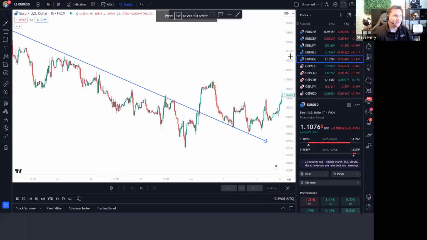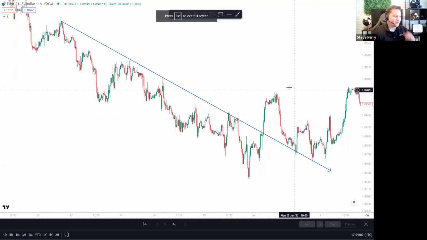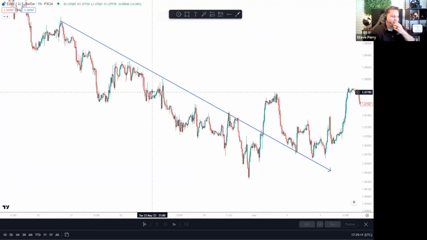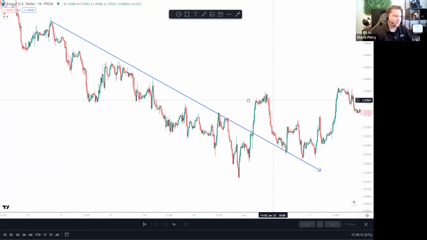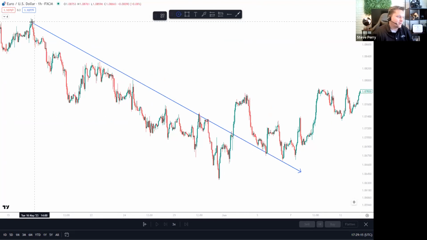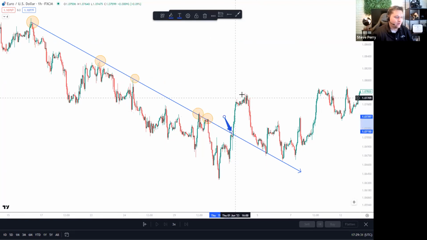This is about as good as it gets, guys. So right here on the euro dollar, this is back in May, end of May, last week of May. You've got this trend line here, multiple points of engagement. It's definitely a trend. You have a break in structure right here on the trend line.